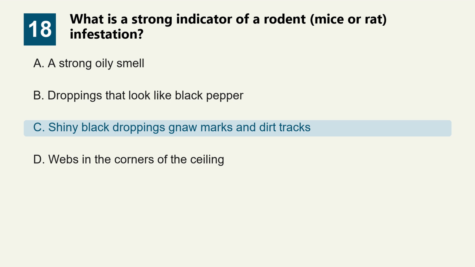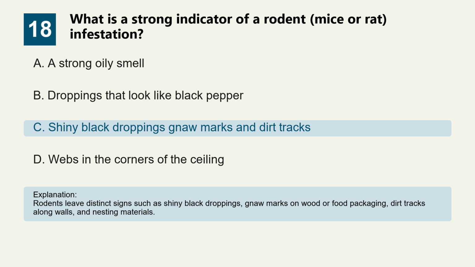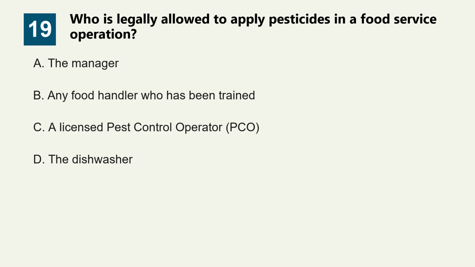Shiny black droppings, gnaw marks and dirt tracks. Rodents leave distinct signs such as shiny black droppings, gnaw marks on wood or food packaging, dirt tracks along walls, and nesting materials.